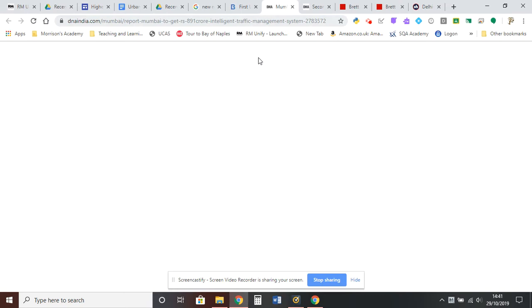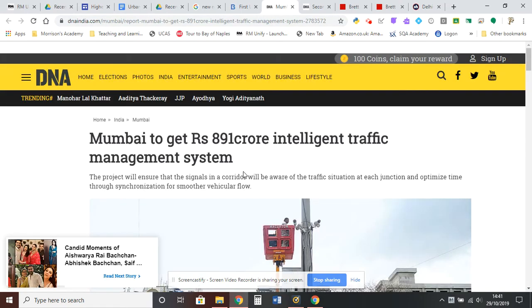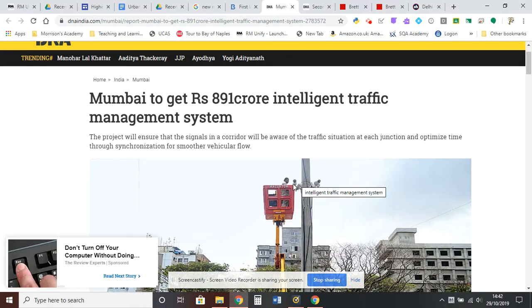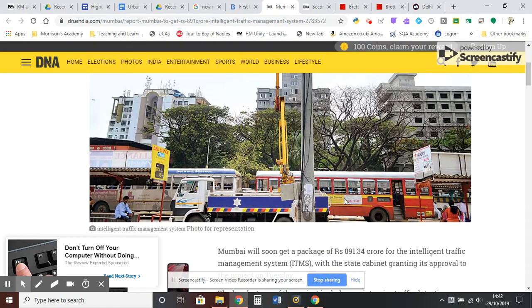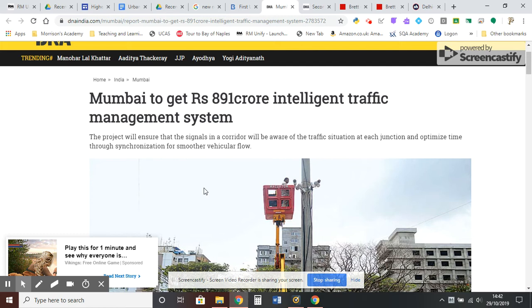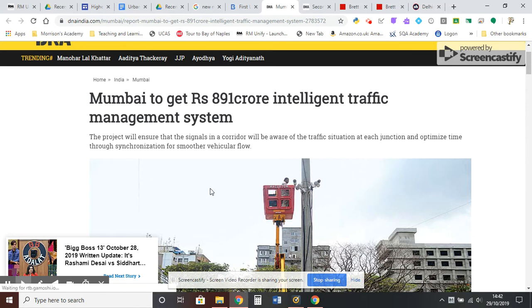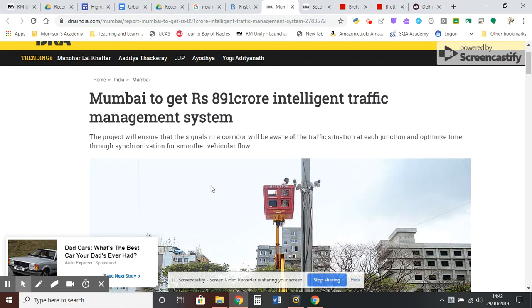Right, let's move on to a second solution, which is the intelligent traffic management system. So across Mumbai, they built lots of these cameras that are connected to central computers, which monitor all of the main road routes. And the idea behind this intelligent traffic system is that it allows traffic lights to be changed at the press of a button from a remote operator to allow a more efficient movement of traffic, and therefore reducing the amount of time people are spending at traffic lights.